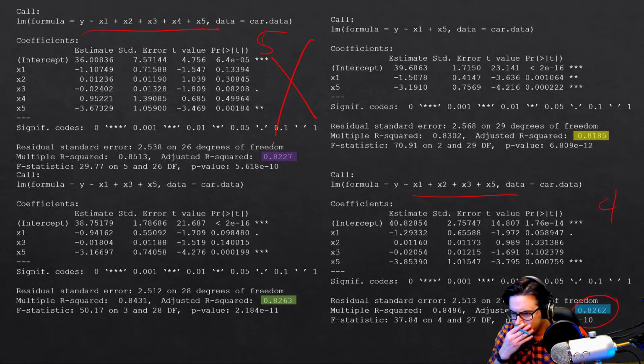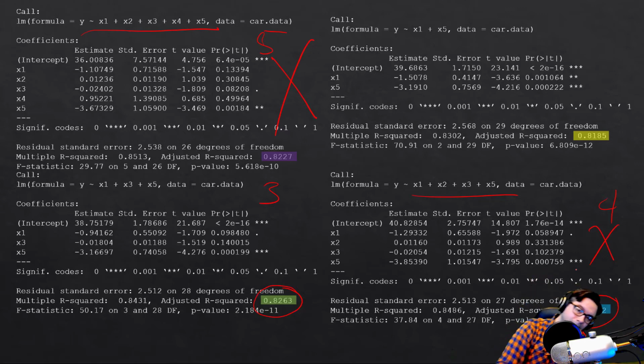Okay? Let's think about the next one down from that. This is model 3, because this has 3 predictors. Same sort of thing: it has a slightly better adjusted R squared than 4, and it has fewer predictors. So we're not going to consider 4 anymore. Hopefully you can kind of see that.